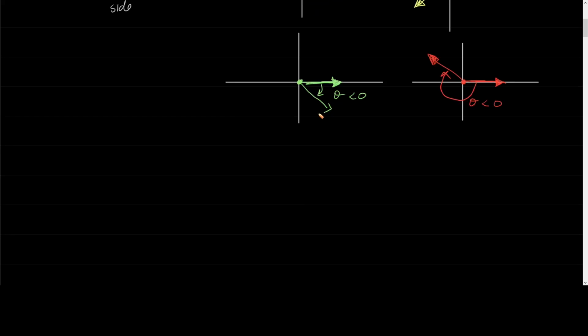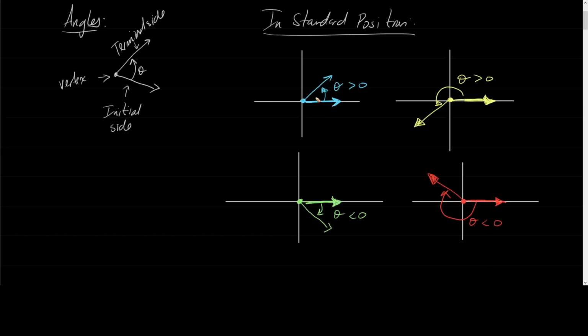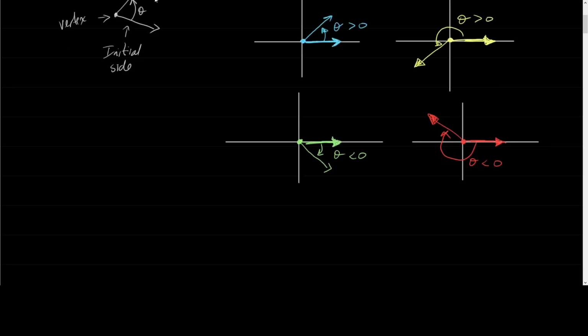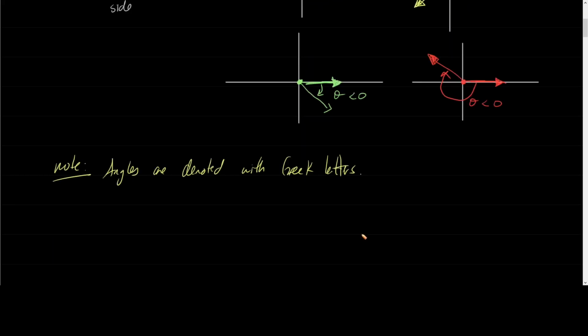Now, notice that I've called all these angles theta in general. So I'll make a note down here. In general, angles are denoted with Greek letters. The most common one you'll see me use is theta. Sometimes I also use phi or alpha or beta. I will be using these in general, but most likely I will be using theta to denote angles.